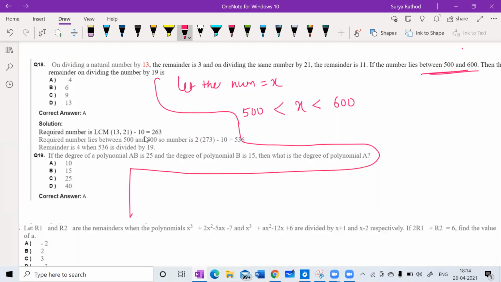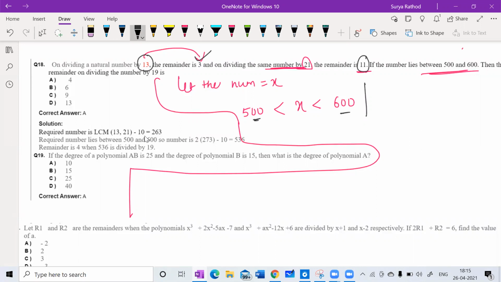Now x is divisible by, if I'm dividing the same number by 21, then what is my remainder? 11. Okay. If I'm dividing by 13, what is my remainder? 3. So how can I write this now? For numbers between 500 and 600, there will be only how many numbers? See here, if I divide by 21, remainder is 11. If I divide by 13, remainder is 3. How many numbers will be there between 500 and 600 like that?